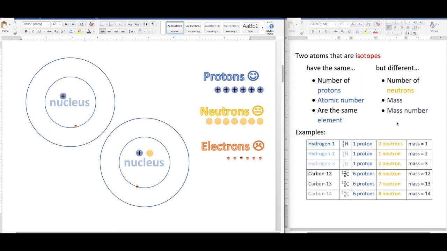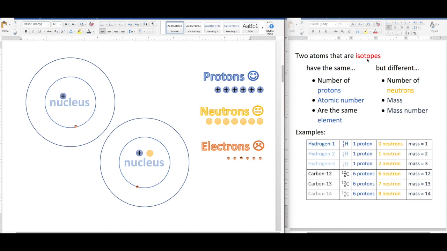Or it could say isotopes are two atoms with the same number of protons and a different number of blank, where you would say neutrons. Or same atomic number but different blank, which could be number of neutrons, mass, or mass number. And so you just need to know all these different possible wordings and how they associate with isotopes.